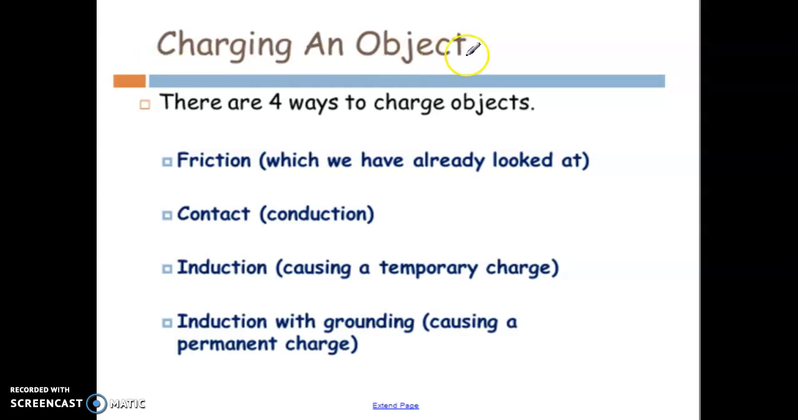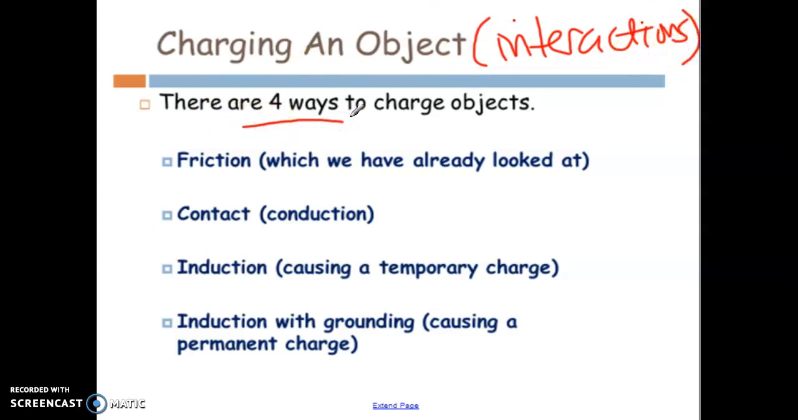So, charging an object. Here we're looking at interactions that we had talked about before. There are four ways that objects can interact with each other to create a charge. Friction is what we looked at in our last lesson. We have three more to discuss. Today we're going to look at charge by contact, and then we're going to look at the others later on in the chapter, okay? Charge by contact is also known as charge by conduction. One we've looked at today, we're going to have another check mark off here, and we'll look at induction later on.